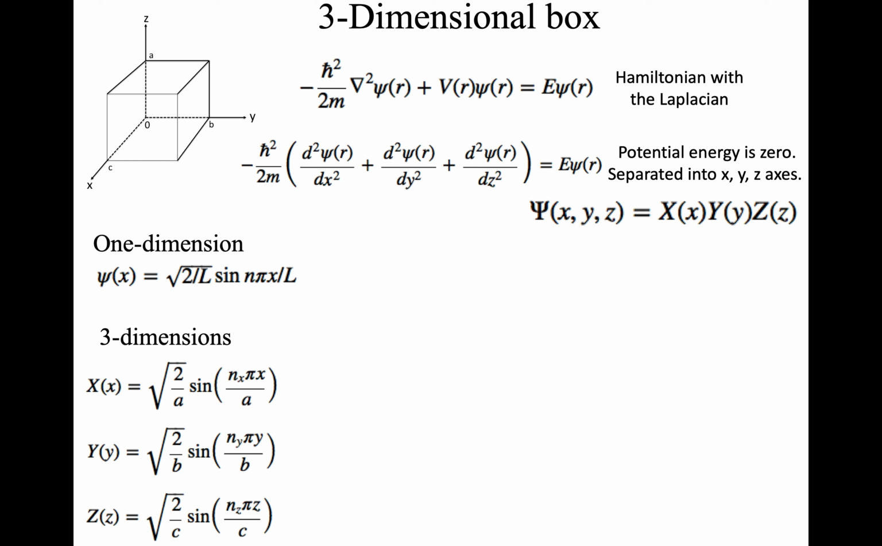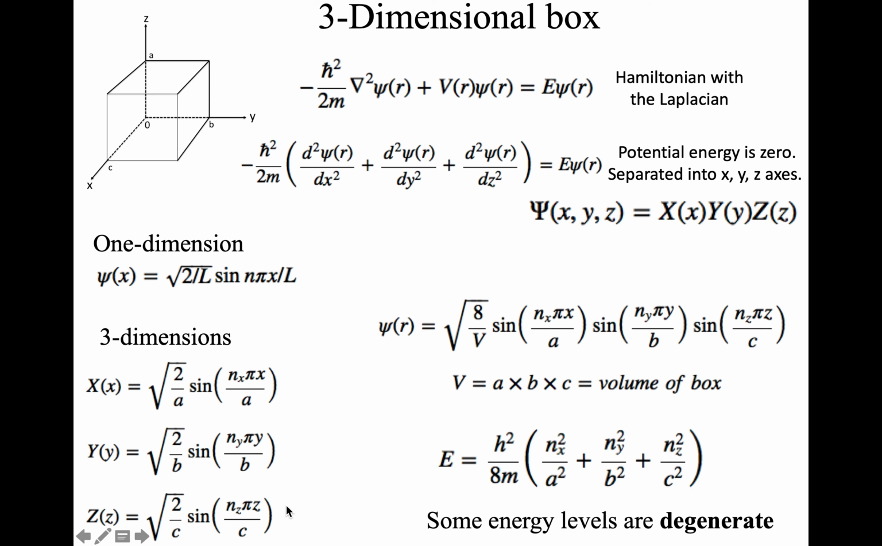If we're in 3 dimensions, we would have this same kind of analysis, but one time along the x, one time along the y, one time along the z. If we put those all together and expressed it in terms of the volume, this would be the overall wave function. And these would then be the allowed energy levels. Some of the energy levels are degenerate, meaning that we can independently choose values for the A, B, and C term.